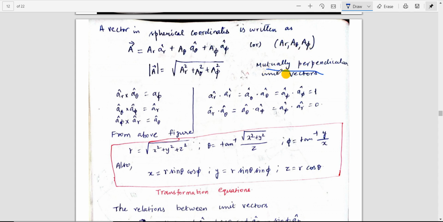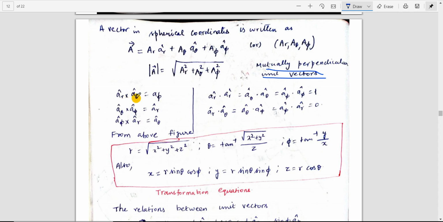So these are all mutually perpendicular unit vectors, as we all know. So the magnitude of the A vector is going to be called the root of Ar square plus A theta square plus A phi square. As such, these are all mutually perpendicular to each other.